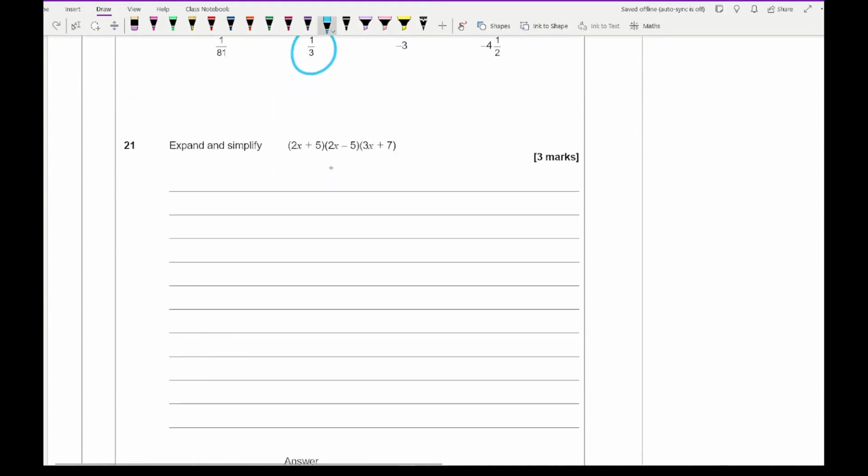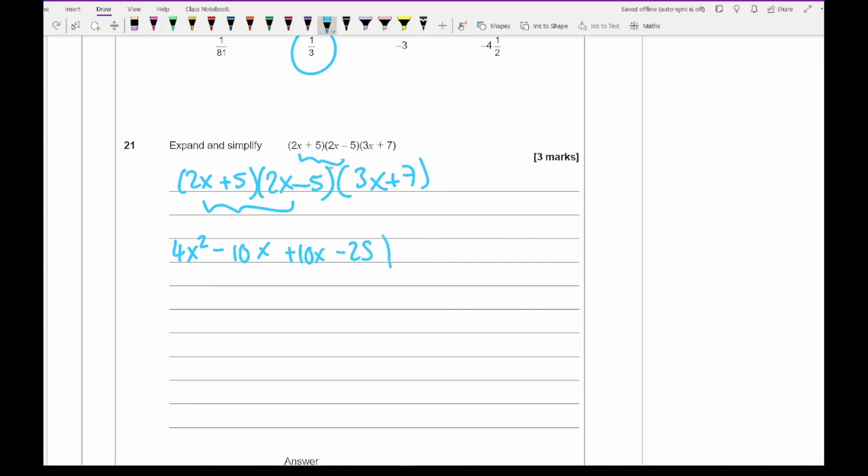Question 21, it's about expanding and simplifying. Now it doesn't really matter what order you multiply out the brackets. I'm going to just go for these first two. So here, if I just write 2x plus 5, 2x minus 5, and 3x plus 7. And so expanding these, we should have 4x squared minus 10x, plus 10x minus 25. And then we've still got 3x plus 7.